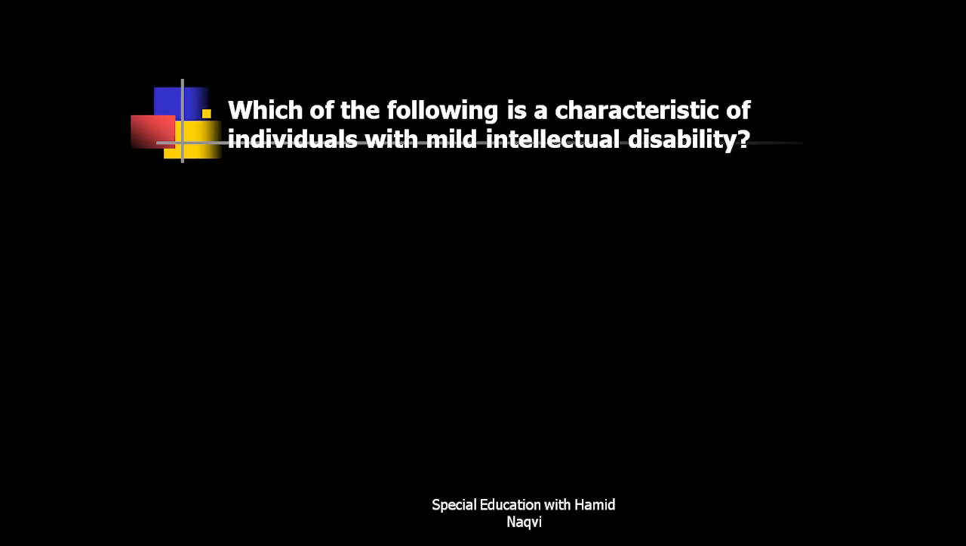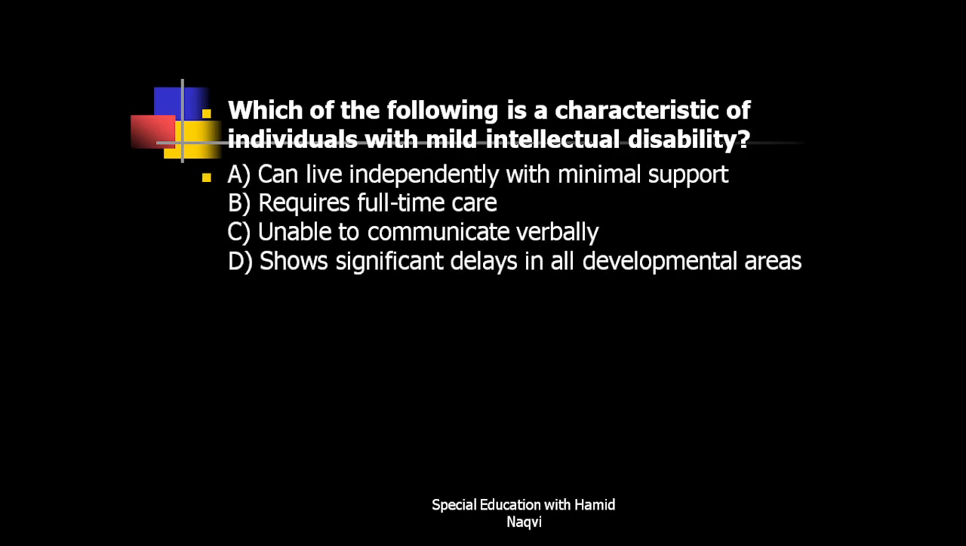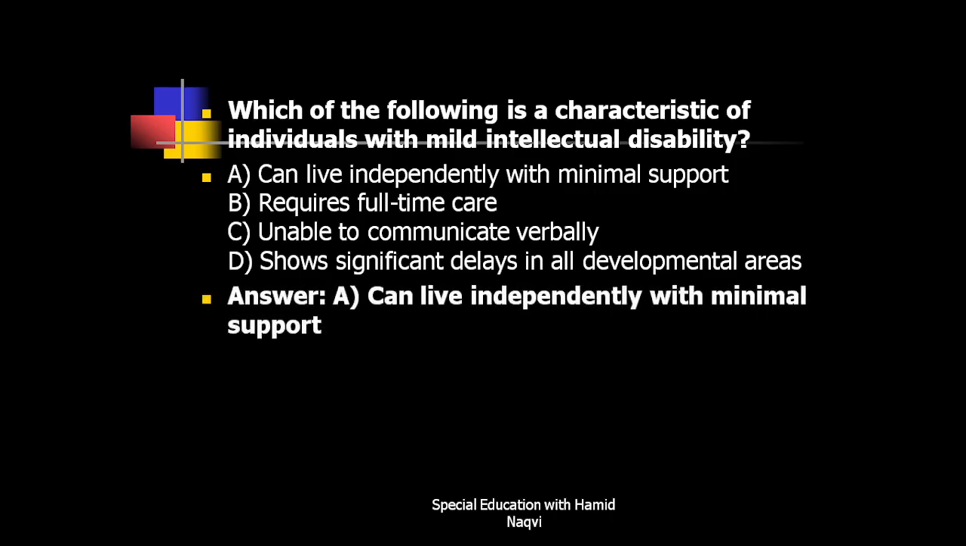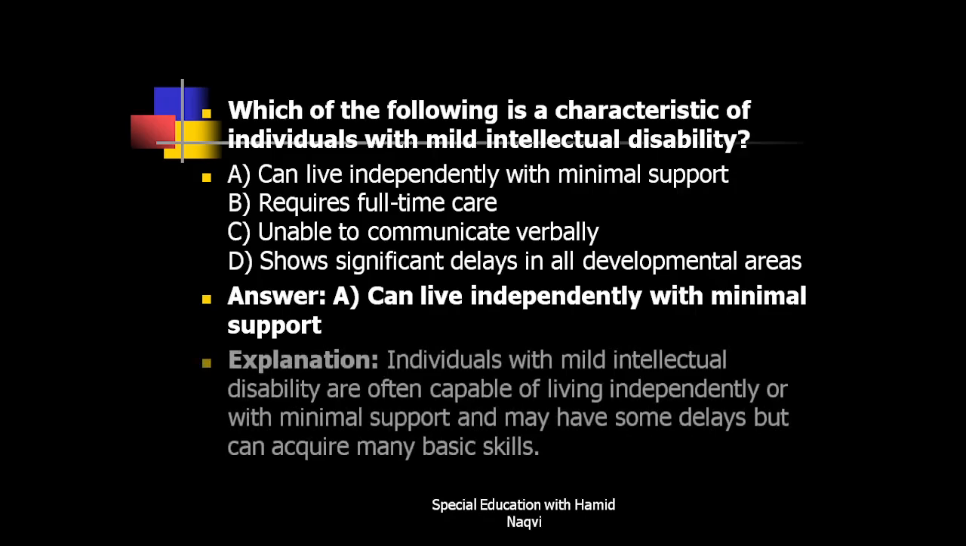Next is: which of the following is a characteristic of individuals with mild intellectual disability? Can live independently with minimal support, requires full-time care, unable to communicate verbally, or shows significant delays in all developmental areas? Answer is the first one, that is can live independently with minimal support. Individuals with mild intellectual disabilities are often capable of living independently or with minimal support and may have some delays but can acquire many basic skills.